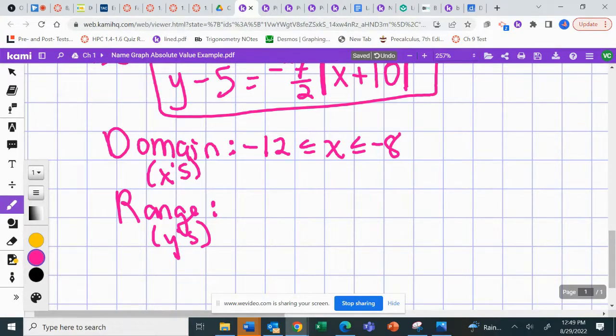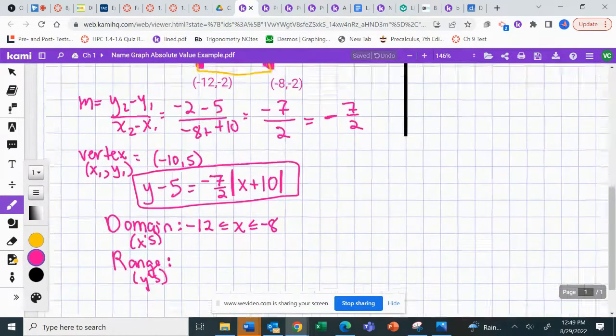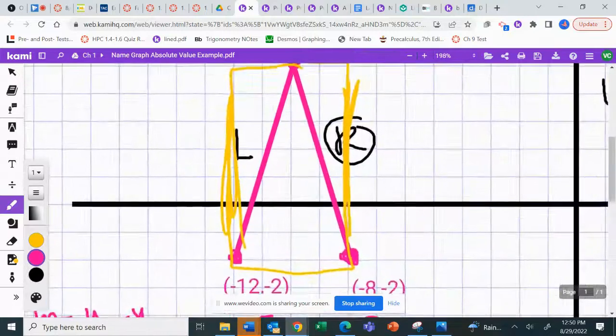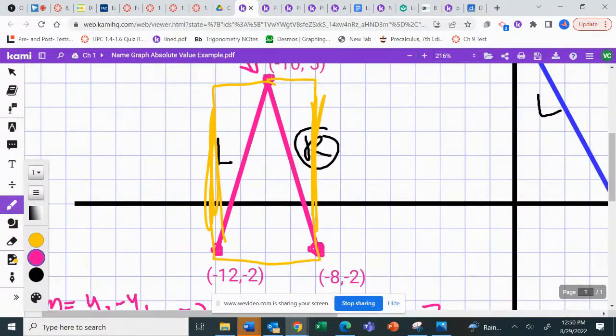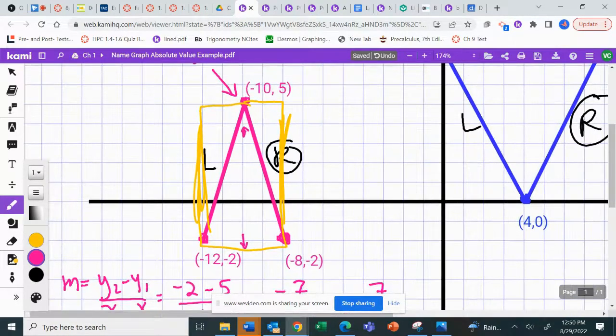The range is going to work similarly, only we're doing the y values. So looking within this absolute value area, we're looking from the bottom to the top. When we want to look at the y values, the lowest y is negative 2. The biggest y is 5. We're looking at the y values in those ordered pairs. Negative 2 to 5.